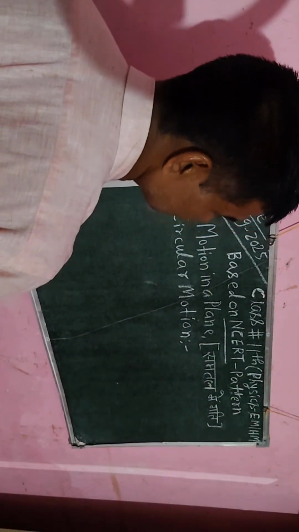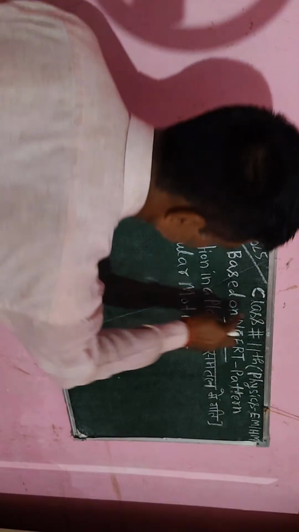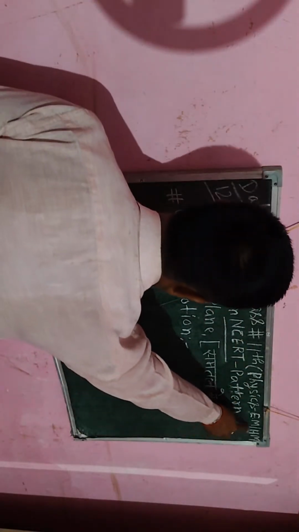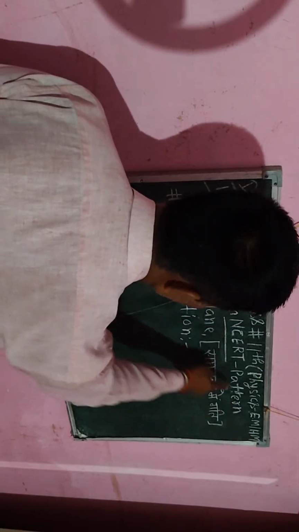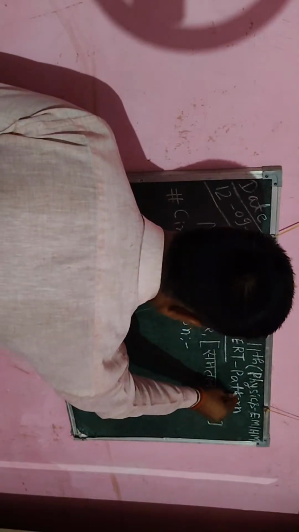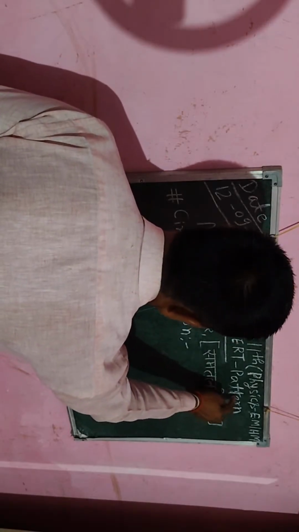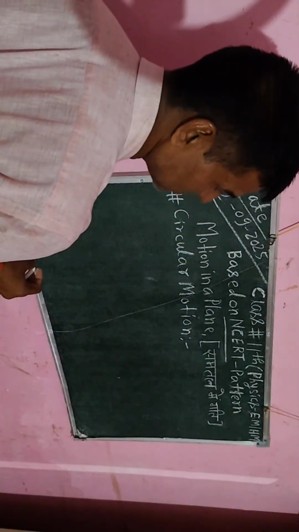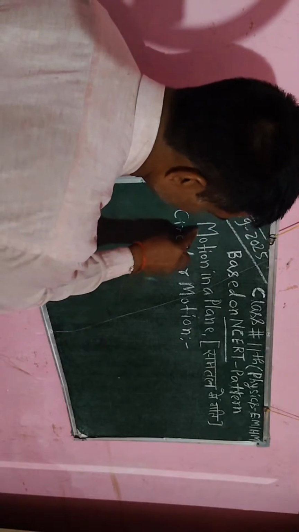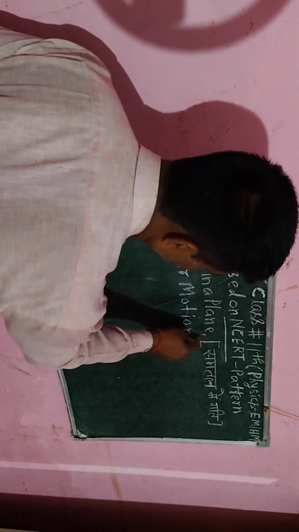So here I will explain, this is class 11 physics, available in both mediums, Hindi medium and English medium. It is based on the NCERT pattern, so I will explain its concepts in detail, because no term will be repeated in this pattern. Now here, motion in a plane, also called समतल में गति in Hindi.